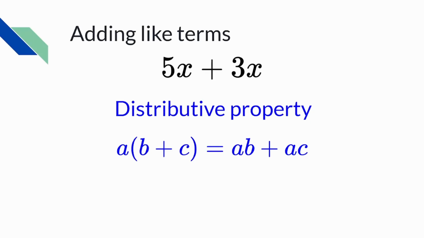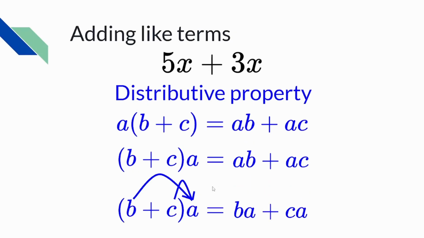We've seen this before. But now the question is, what happens when I swap the order of the multiplication here? a times b plus c, I'm swapping that to b plus c times a. Well, remember the commutative property of multiplication says it doesn't matter what order we multiply in, we'll get the same thing. So on the right-hand side, I should have ab plus ac still. But I want to look at this in a different way. Here, we see that the b is being multiplied by the a, and the c is being multiplied by the a, and we're adding the results.